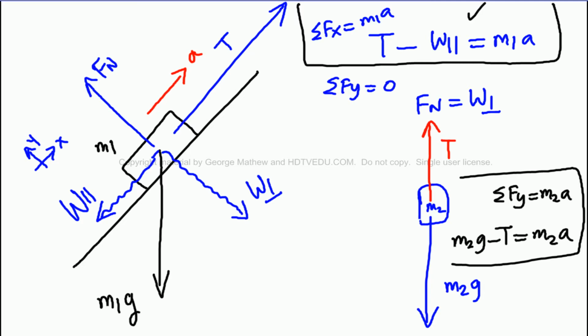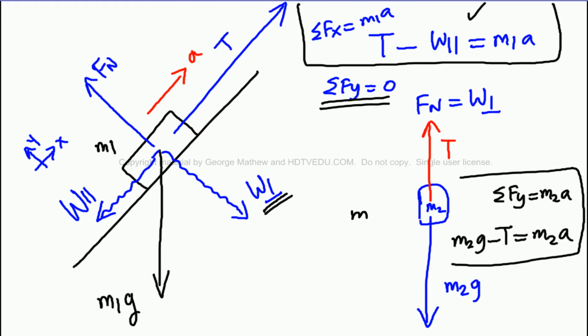We are given W parallel equal to 98 newtons. We also know what is M1, but we don't know what is A. We don't know what is tension. Net force along the vertical is equal to 0. Vertically up, normal force from the surface, and that balances the perpendicular component of the gravitational force. So W perpendicular equals Fn.